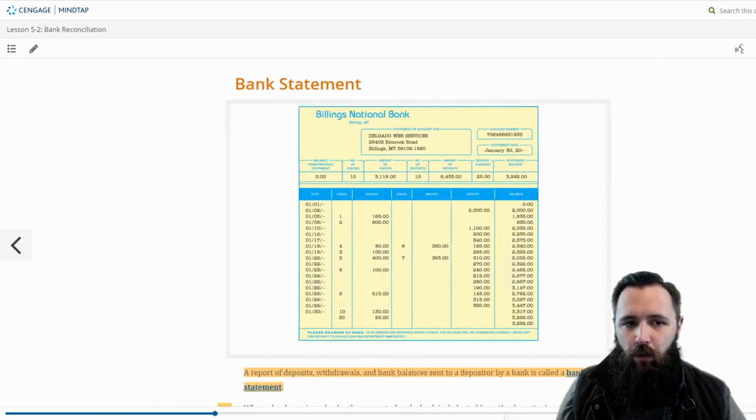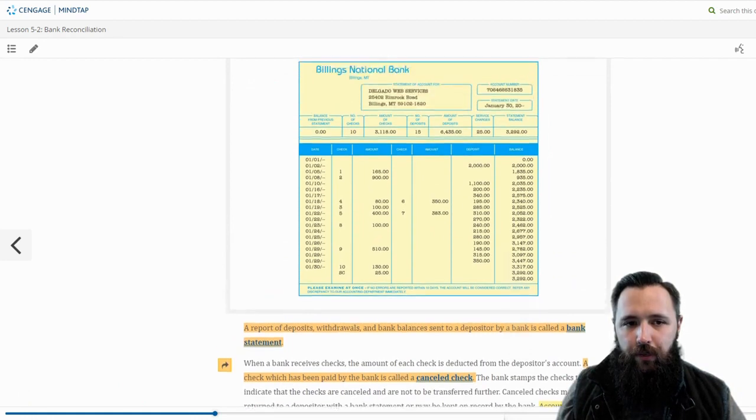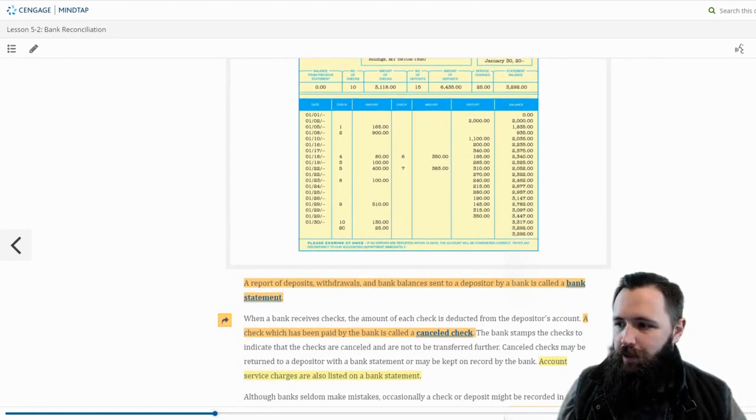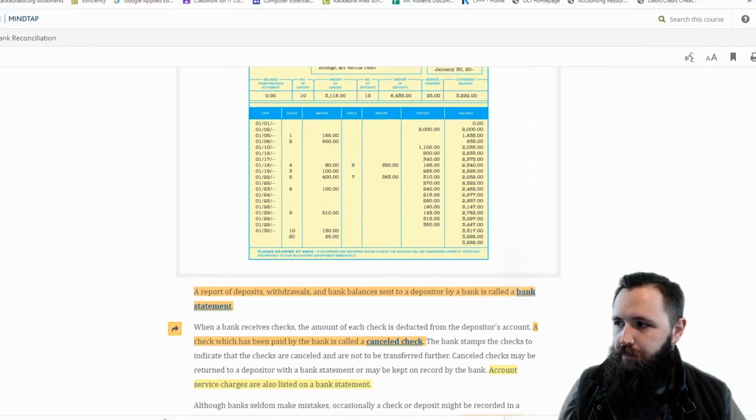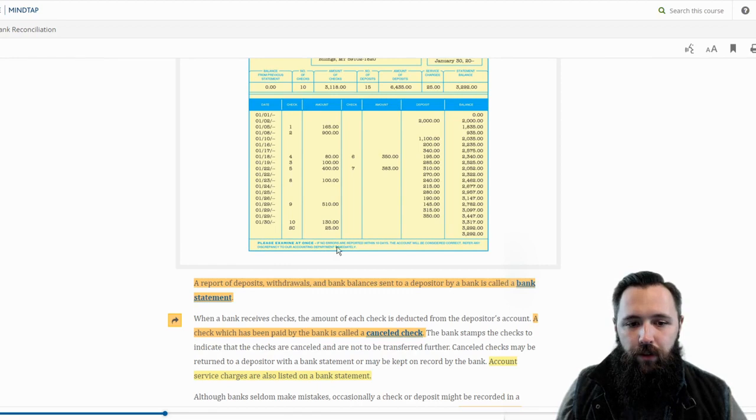So let's move forward, and the first thing that we're going to look at is a bank statement. You can see here that this bank statement is a report of deposits, withdrawals, and bank balances sent to a depositor by a bank. So that's what a bank statement is.